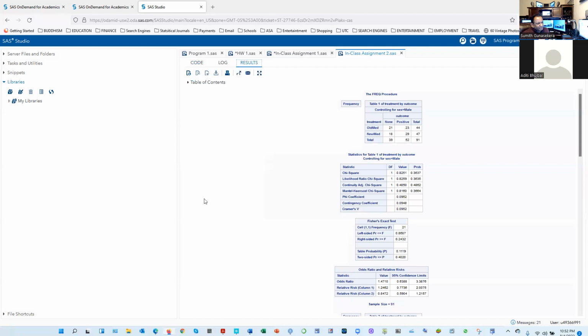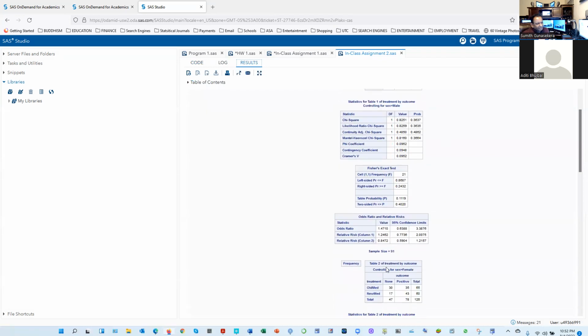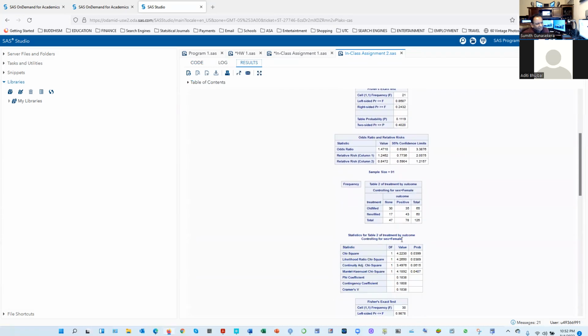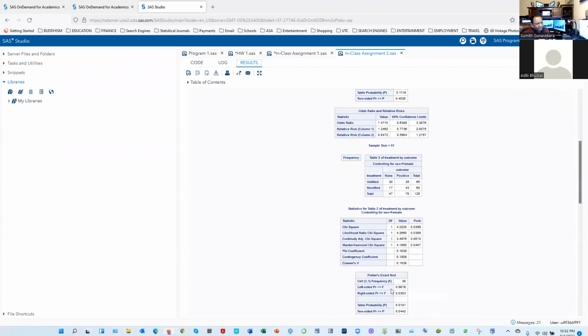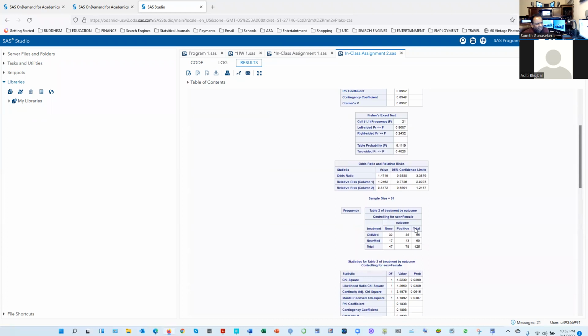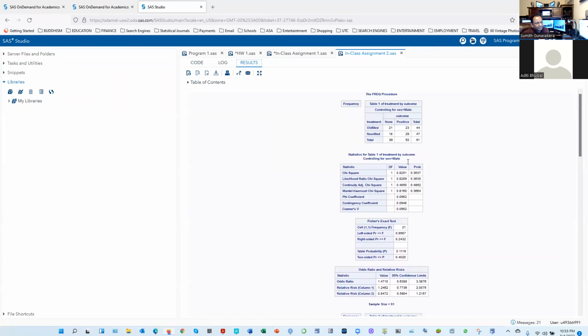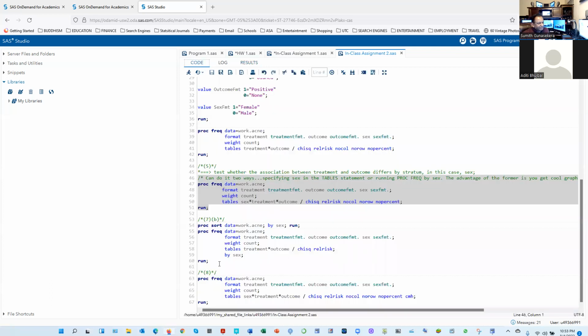It's talking about how you're going to get one table for the male and the other one for female. One for male, one for female. Table female, this one. Sorry, this one is for male. That's the discussion we talked about earlier.